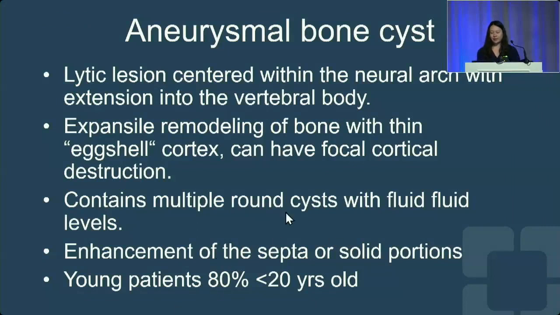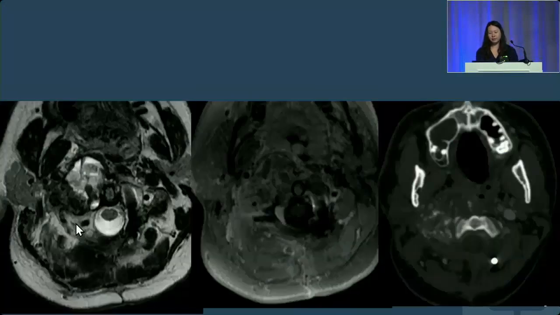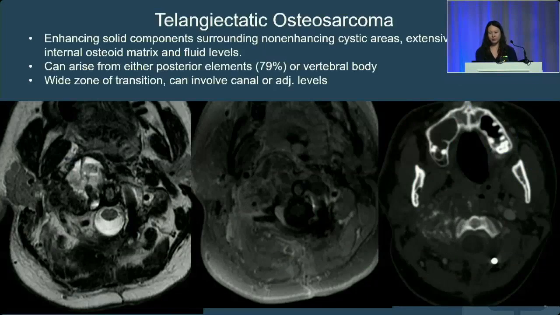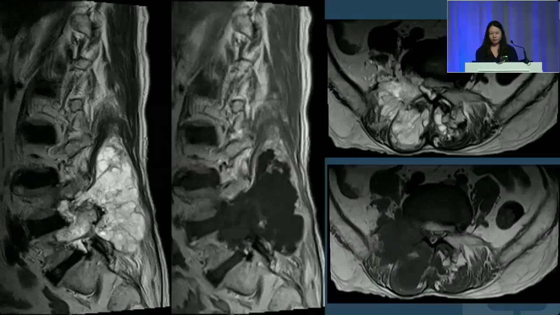The other thing that we want to keep in the back of our minds with fluid levels is this case where you can make out fluid levels here, like here. And then there's this extensive bony destruction and osteoid matrix and extensive soft tissue involvement. And so this is the more aggressive diagnosis that we want to think about, which is a telangiectatic osteosarcoma.